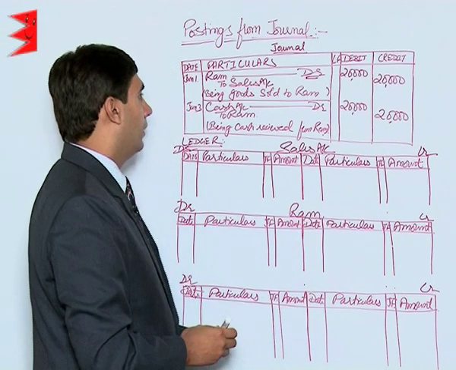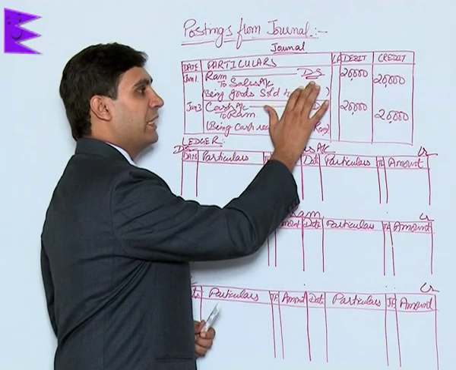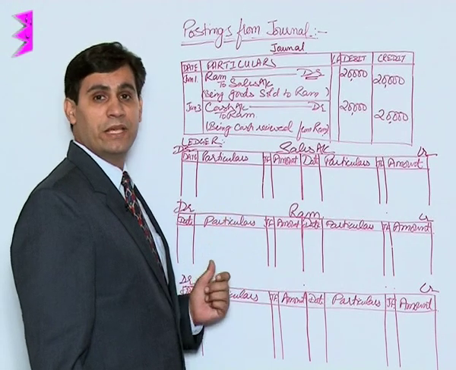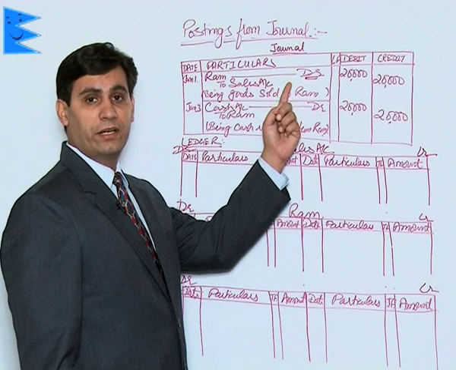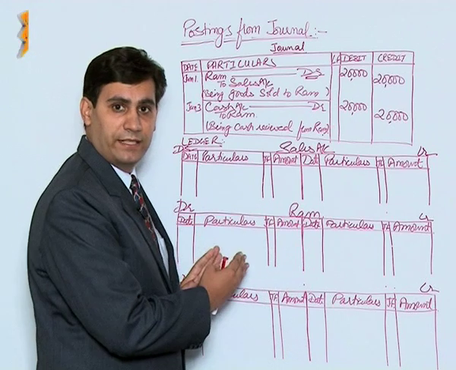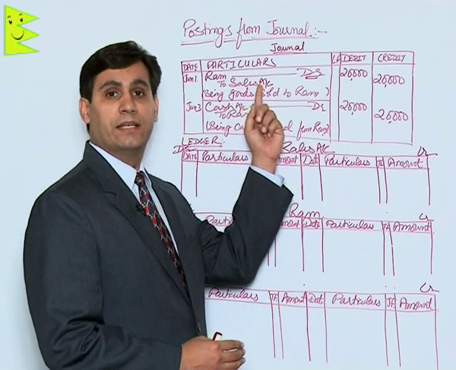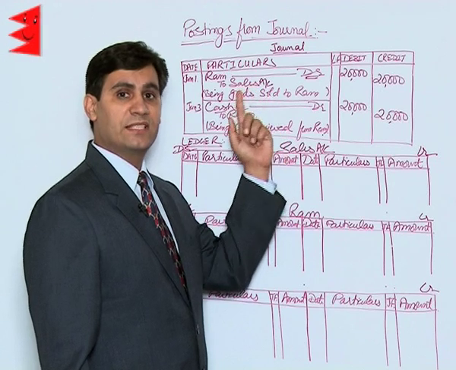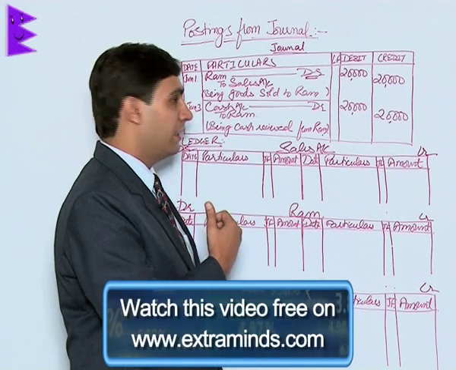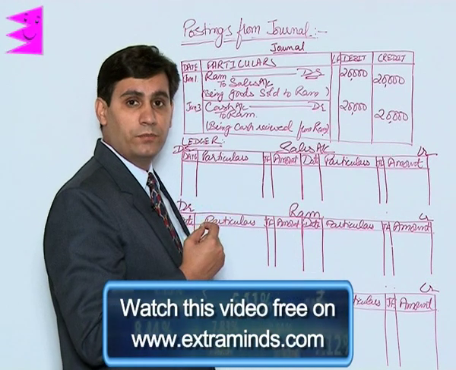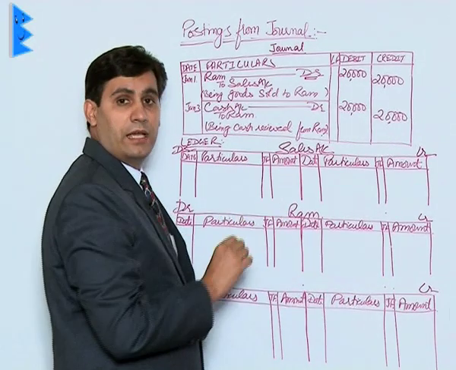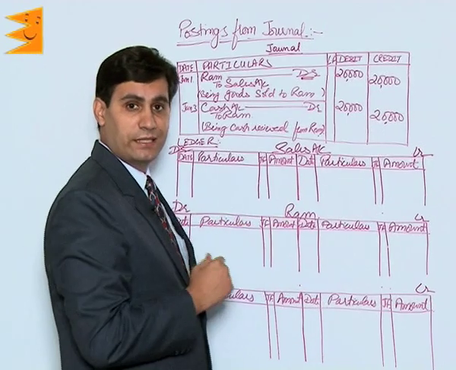Now students, in this entry Ram is being debited. So while making the posting we must make sure that for the account which has been debited, the posting will be made on the debit side, and the debit side is the left hand side. And the account which has been credited, in this case Sales account, the entry would be made on the credit side. I'll just repeat it. The account which has been debited, the entries would be made on the debit side, and the accounts which are credited, in those accounts the postings will be made on the credit side.